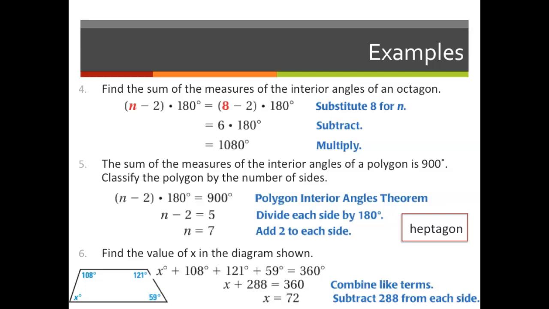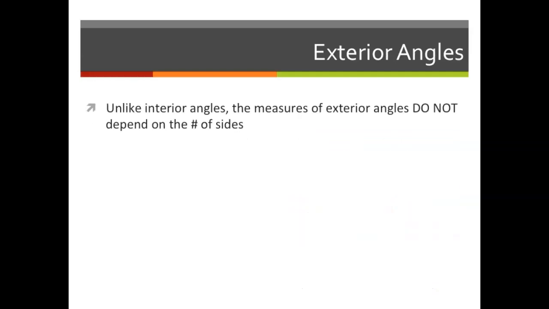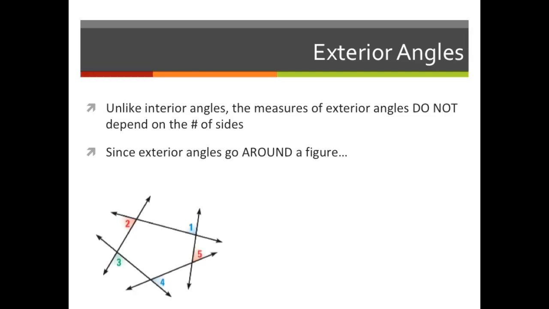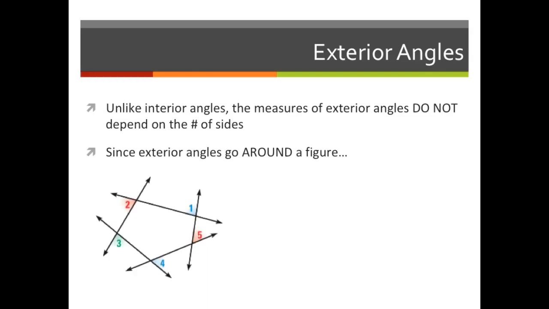Okay, let's talk about the exterior angles. Unlike interior angles, the measures of exterior angles do not depend on the number of sides. Let's try to visually imagine this. Since exterior angles go around a figure, let's say you have this picture here. You see angles 1, 2, 3, 4, and 5 that are shaded. Those are the exterior angles.